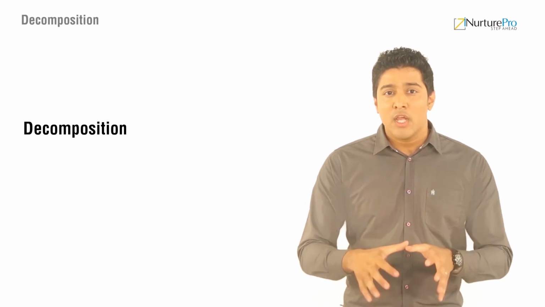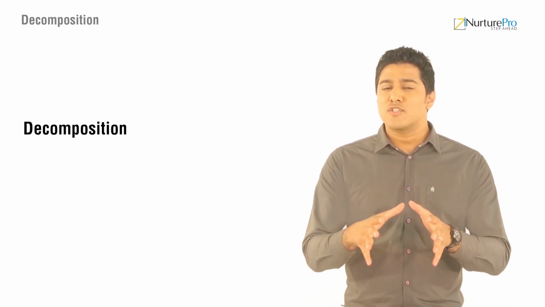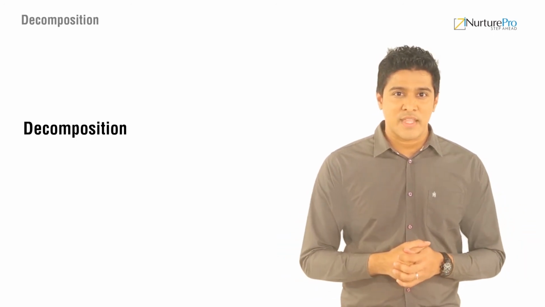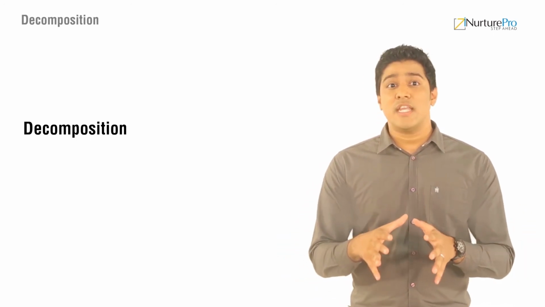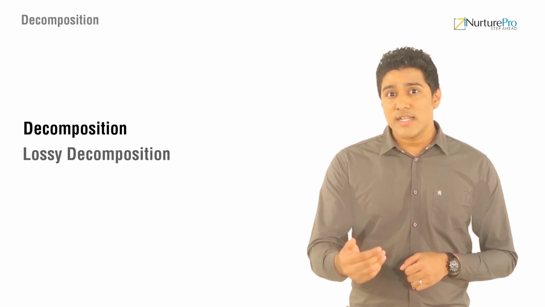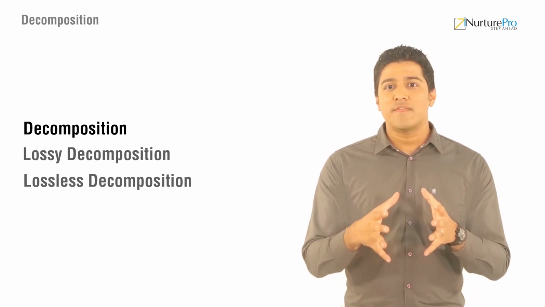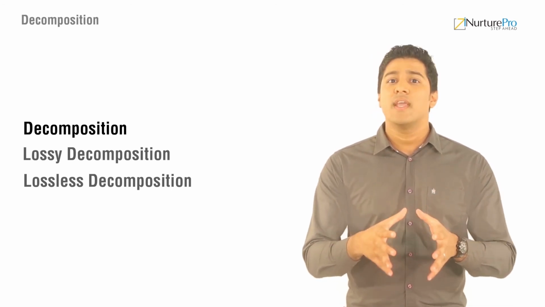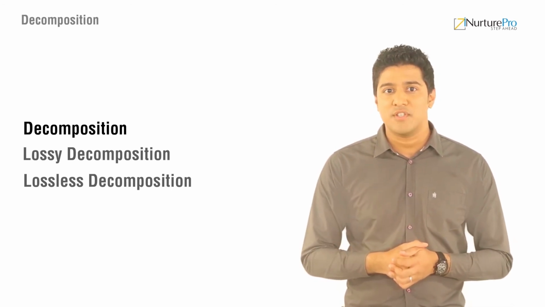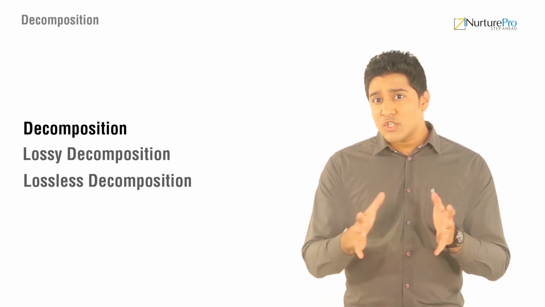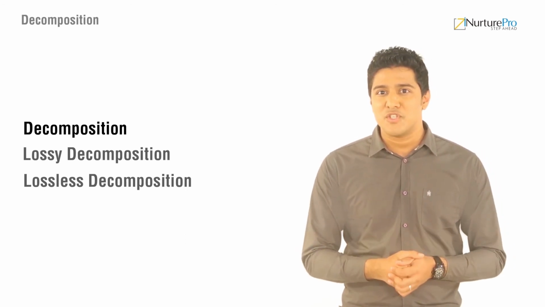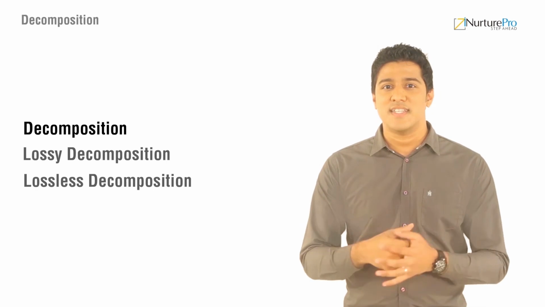Now let us do a quick recap of this video. Decomposition is the process of breaking down one table into multiple tables. Decomposition can be achieved in two ways: lossy decomposition and lossless decomposition. The loss of information due to decomposition is called lossy decomposition. When the information is not lost even after decomposition, it is known as lossless decomposition.